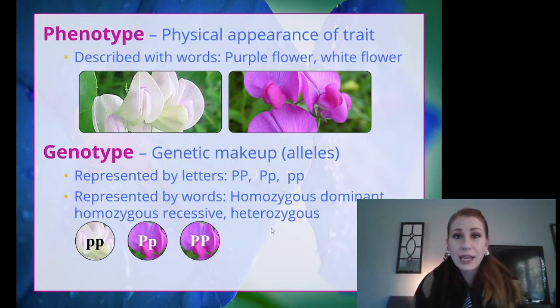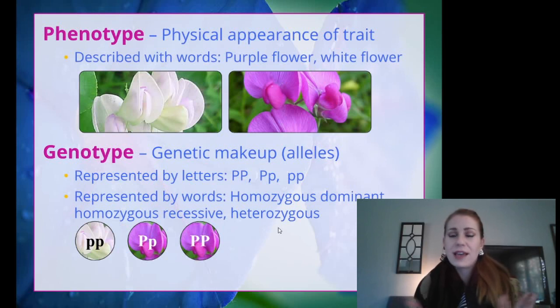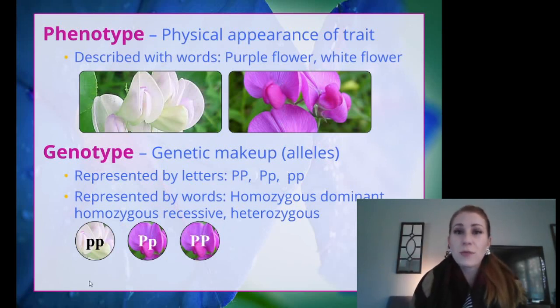If it's heterozygous, hetero means different, so you're going to have one of each case. So again, hetero, different, one of each. So one uppercase and one lowercase. So that's going to be our big P, little p right in the middle here.